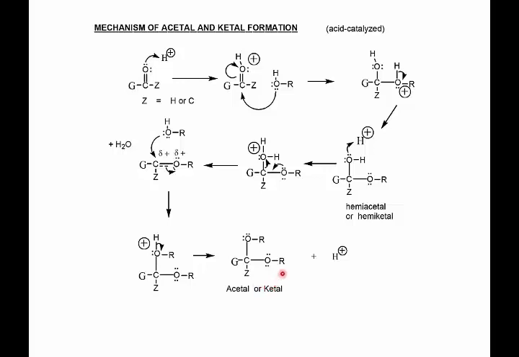Just a quick comment about the difference. Remember, the acetal came from an aldehyde, so that means that if it started from an aldehyde, it's acetal. The Z here will be a hydrogen. If it started out as a ketone, where Z is carbon, the Z here will be a carbon group, and that would be then overall ketal. So I hope everyone follows this pathway okay.